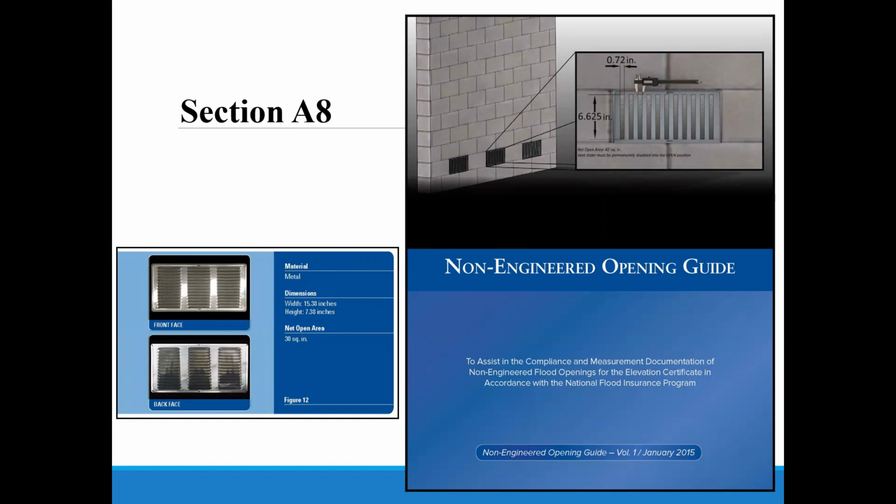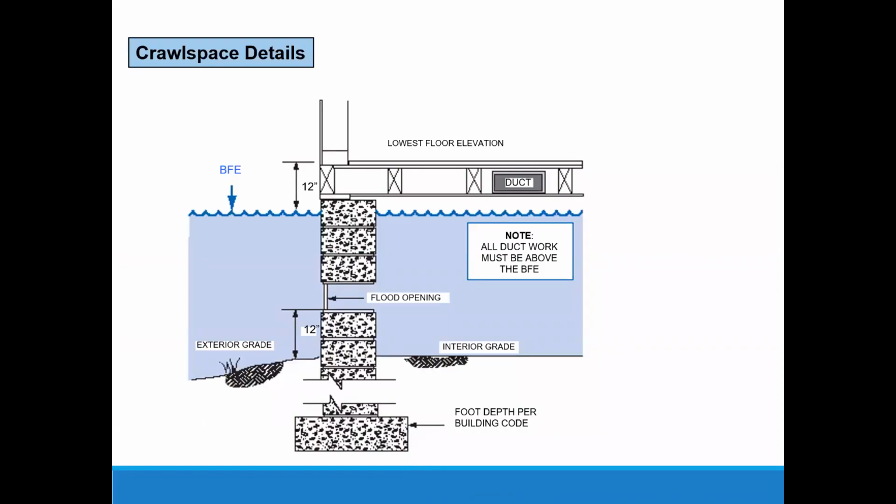This guide might save you a little bit of time. We only have a few hard copies, but it is available online. It has lots of pictures in there, and you can find lots of different types of openings to tell you how many square inches it's worth. So you can just look that up online. And then flood openings are part of section A8 on the elevation certificate. For now, that could change with the new elevation certificate, but I'll definitely be sending out information once that's released.